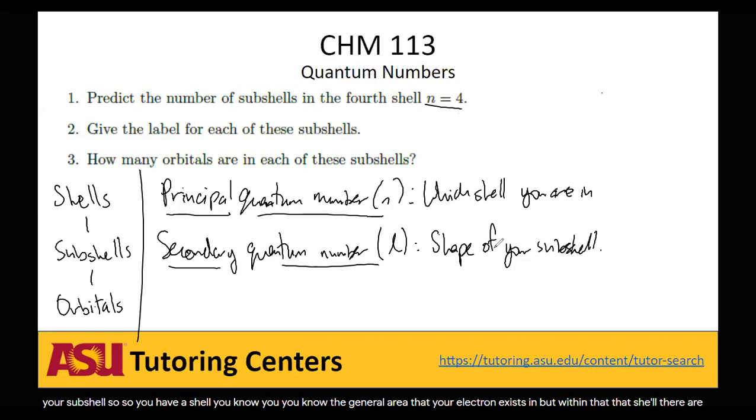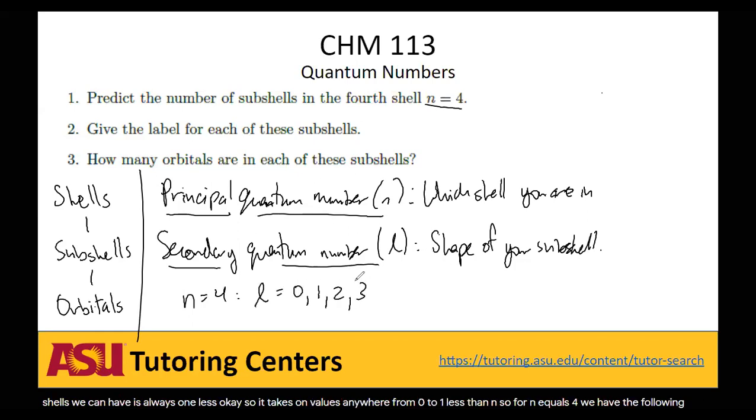So the number of subshells we can have is always one less, okay? So L takes on values anywhere from 0 to 1 less than n. So for n equals 4, we have the following possible values for L. We can have L equals 0, 1, 2, or 3. So you start at 0 and you can go up to n minus 1. You can go up to 1 less than your principal quantum number.